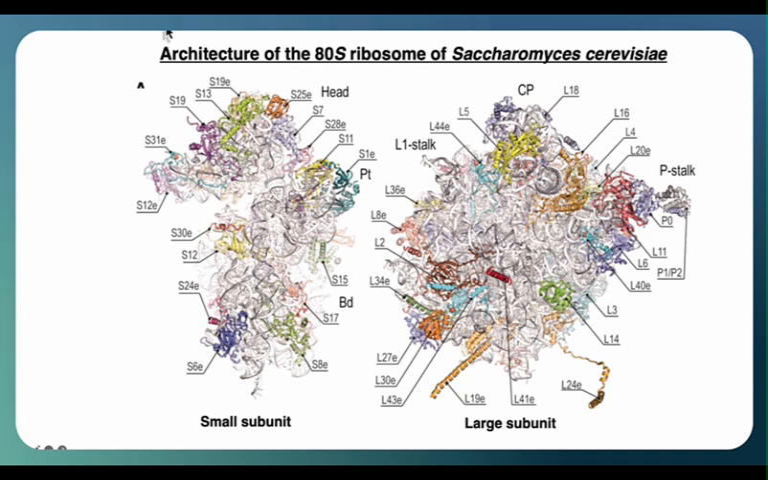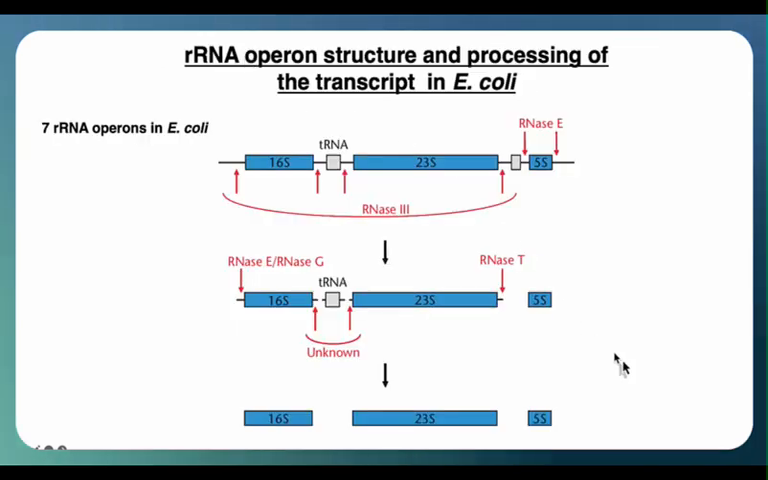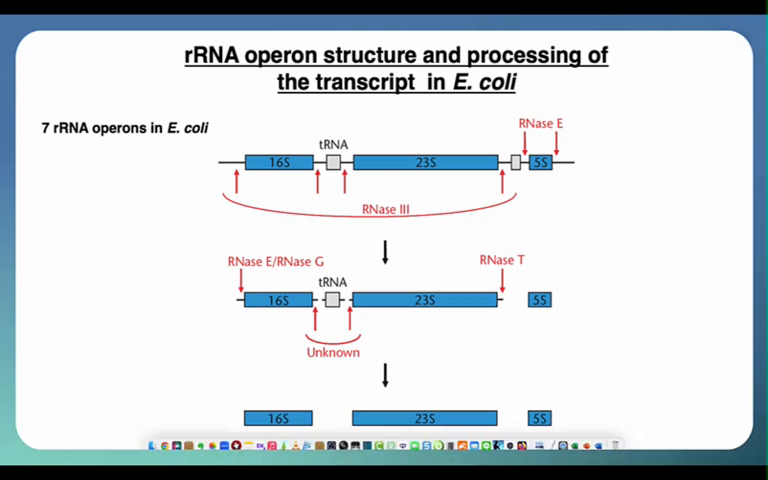This figure shows the three-dimensional structure of the 80S ribosome of Saccharomyces cerevisiae, a type of eukaryotic yeast. This side shows the small subunit and this side shows the large subunit. In this figure, the position of the proteins on the surface of the ribosomal RNA is clearly indicated. You can clearly see that the proteins are located on the surface of the RNA. From here on, I will explain how ribosomal RNA and ribosomal proteins are produced.